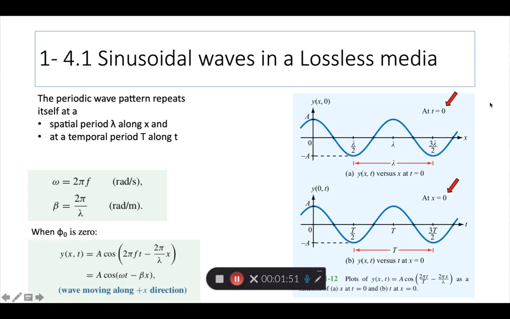So there is definitely some useful information in the way our textbook describes all this. It'll definitely be beneficial for you and for me to spend some time looking at the various relationships. Most of this we have seen, so nothing should be new, but the way he describes it is pretty nice. For example, we have seen the omega definition, the beta definition. When phi 0 is 0, then this becomes A cos(omega t minus beta x). So we have seen this relationship also.